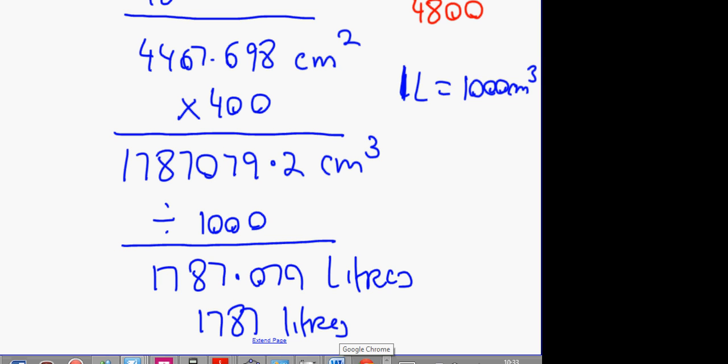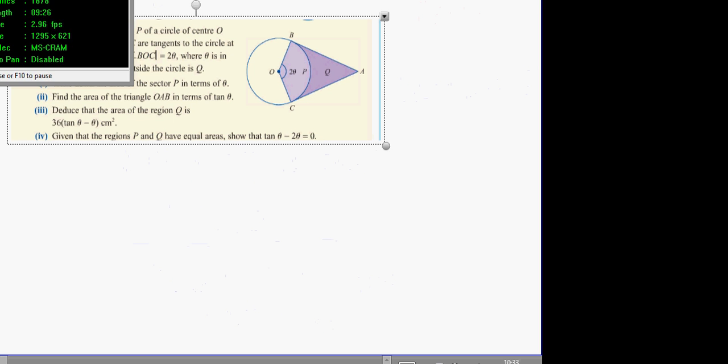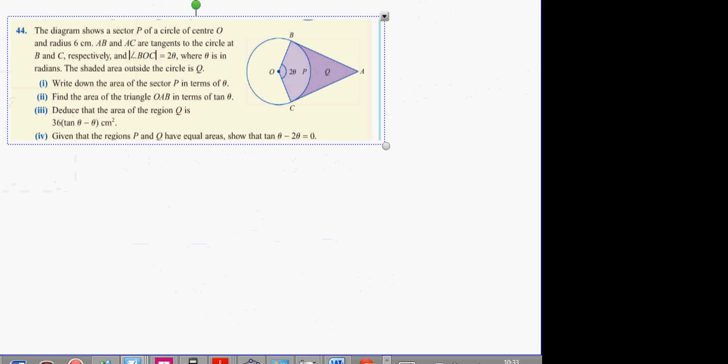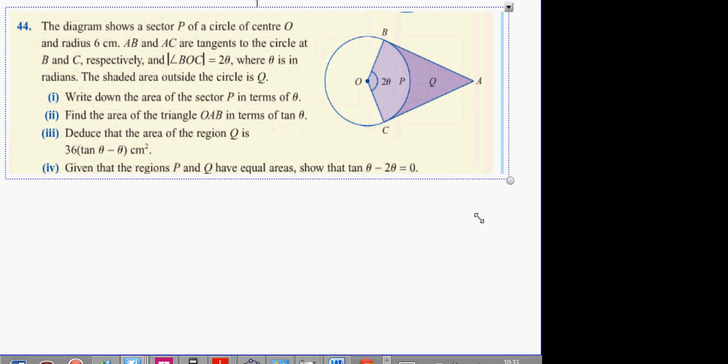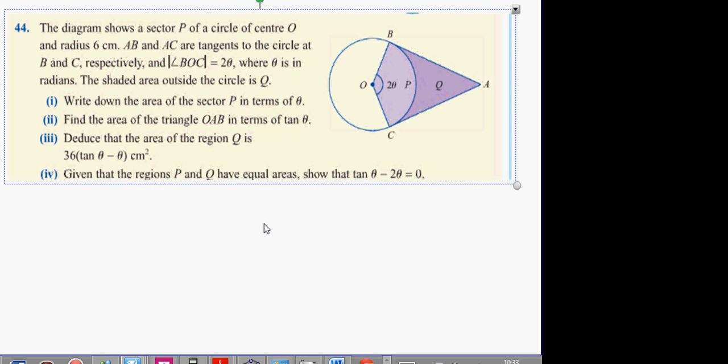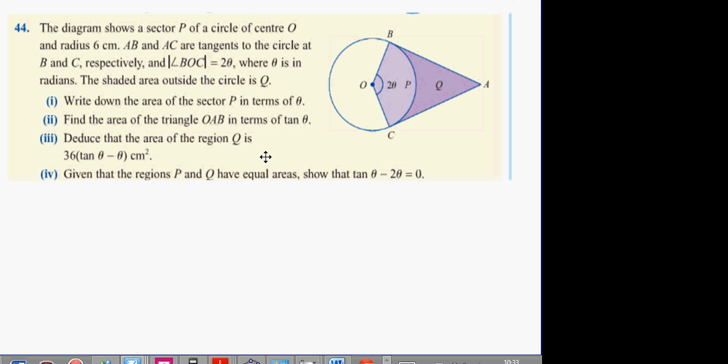Okay guys, number 44. The diagram shows a sector P and centre O and radius 6. AB and AC are tangent to the circle at B and C respectively, where the angle BOC equals 2 theta, with theta in radians. The shaded area outside the circle is Q. So P is on its own and Q is on its own. And P plus Q would be the area of the full thing together.